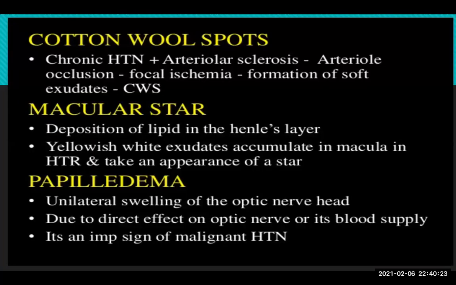So the cotton wool spots, which were shown in the previous figure, are chronic hypertension changes with arteriolar sclerosis, arterial occlusion with focal ischemia, and formation of soft exudates. So the cotton wool spots are soft exudates due to infarctions and focal ischemia. Macular star, deposition of lipid in the Henle layer. Yellowish white exudates accumulate in the macula in hypertensive retinopathy and take the appearance of a star. It's different from that of diabetic retinopathy.